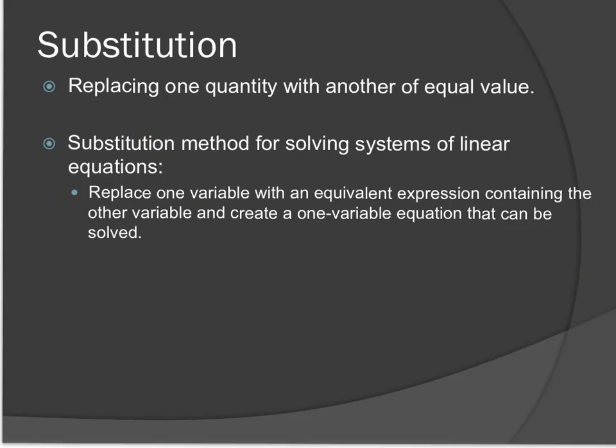The last method you could use for solving systems of equations would be substitution, which is replacing one quantity with another of equal value. So the substitution method for solving systems of linear equations means we're going to replace one variable with an equivalent expression containing the other variable and create a one variable equation that can be solved.